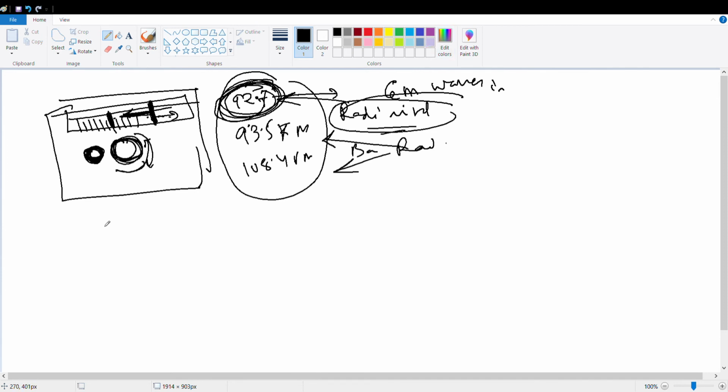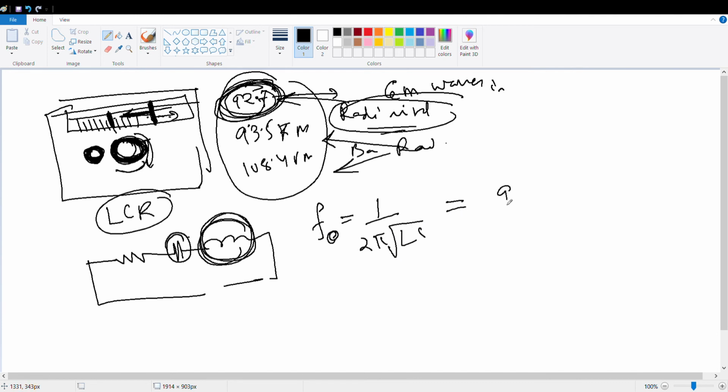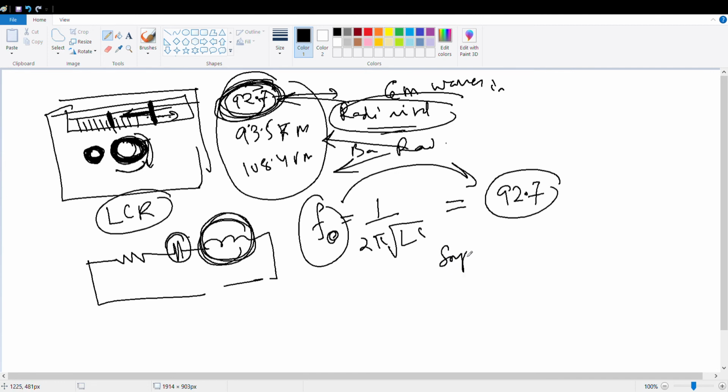So what do we do? Now this radio, obviously, we have an LCR circuit. So radio is nothing but an LCR circuit. When you change this, what you are ideally doing is changing the value of the capacitor and the value of the inductor, such that the frequency obtained by this formula, 1 over root LC, comes equal to 92.7. And the moment this frequency matches this frequency, you will be able to hear nice songs.